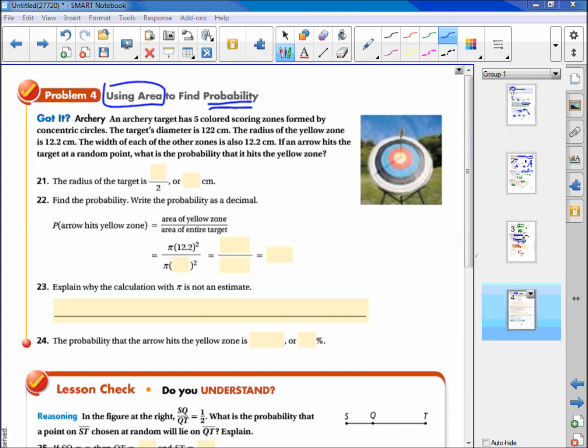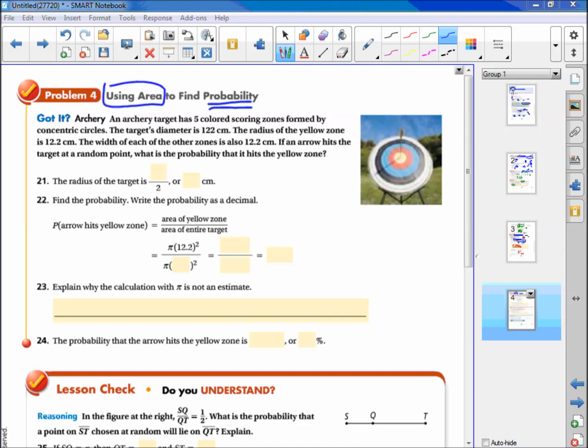So archery, an archery target has 5 colored scoring zones, so yellow, red, blue, black, white, okay? The radius of the yellow zone in the middle is 12.2 centimeters, and the width of each of the other zones is 12.2 centimeters. So if the archer hits the target at a random point, what is the probability it hits the yellow zone?